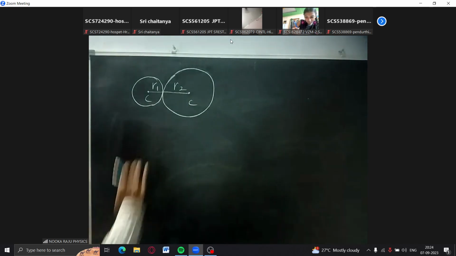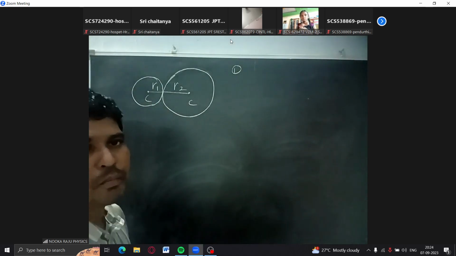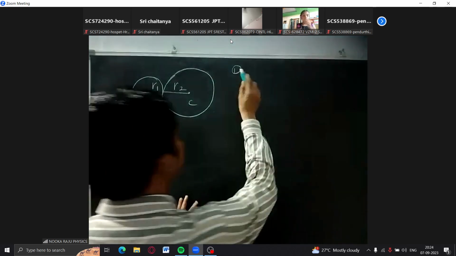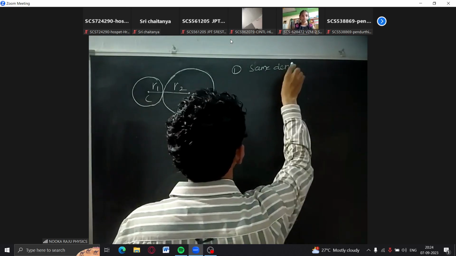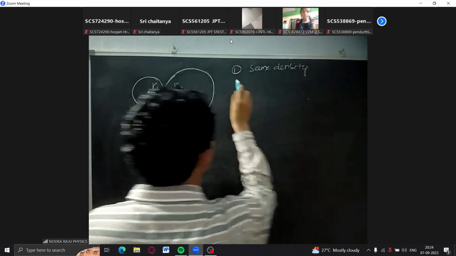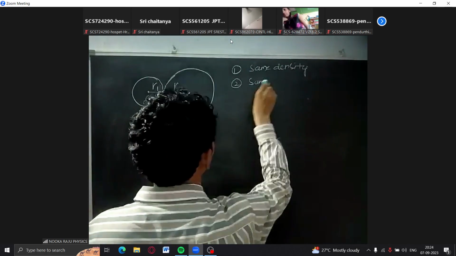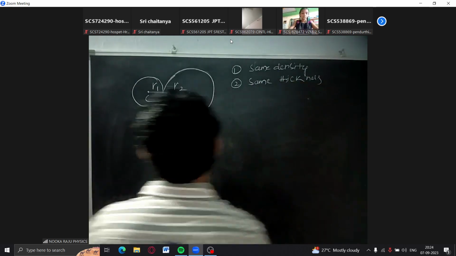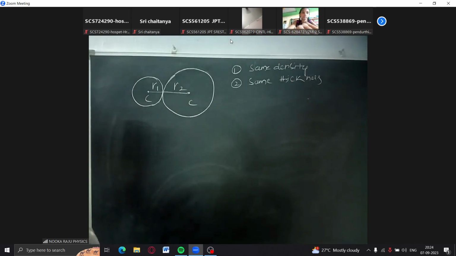Now here, these are disks of the same density. So what are the characteristics here? These two disks are the same material, the same density, and the same thickness. These are the properties of the given disks. Now here, how to calculate the center of mass of this system?